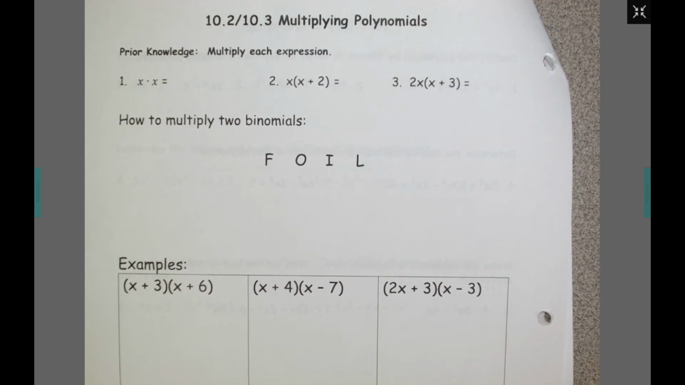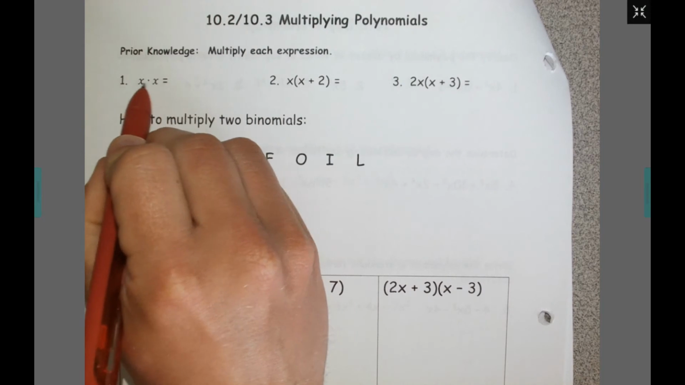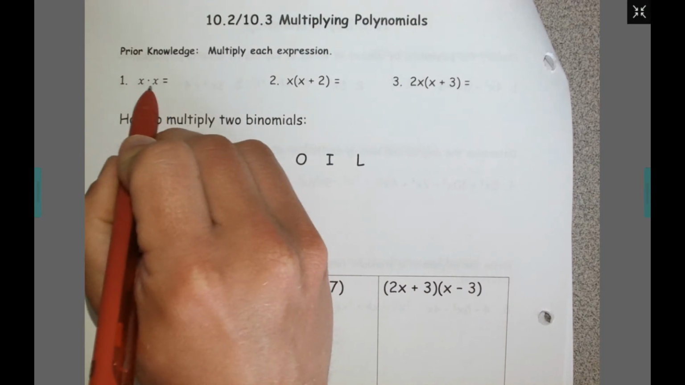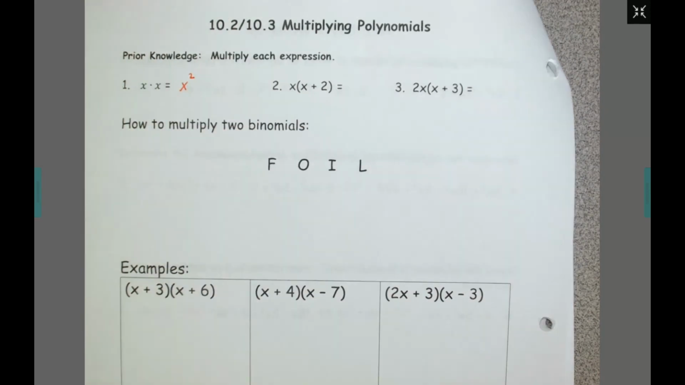All right, in 10.2, 10.3, we're looking at multiplying polynomials. A lot of this we talked about first semester as well. So when multiplying a polynomial, you need to remember that if I have x times x, what we're doing when we're multiplying letters is adding the exponents. So this turns into x squared.